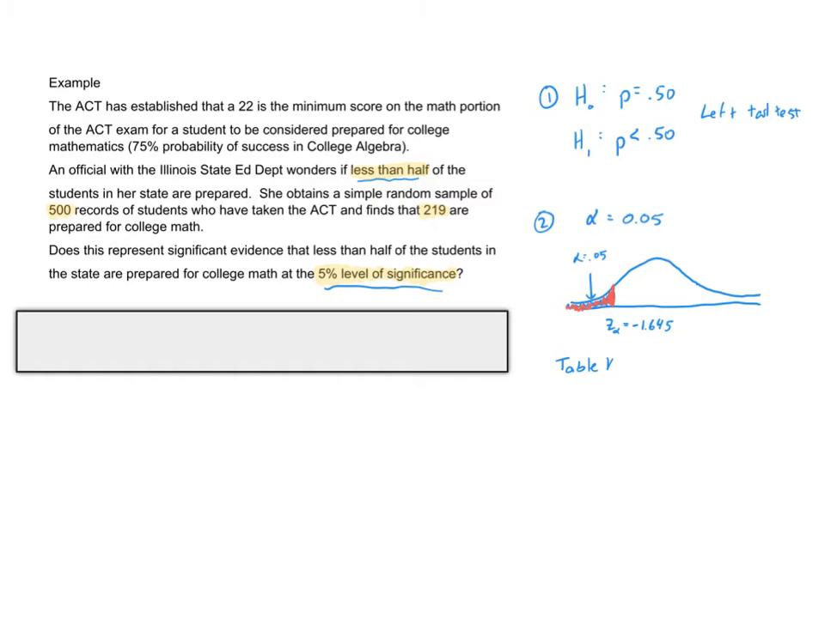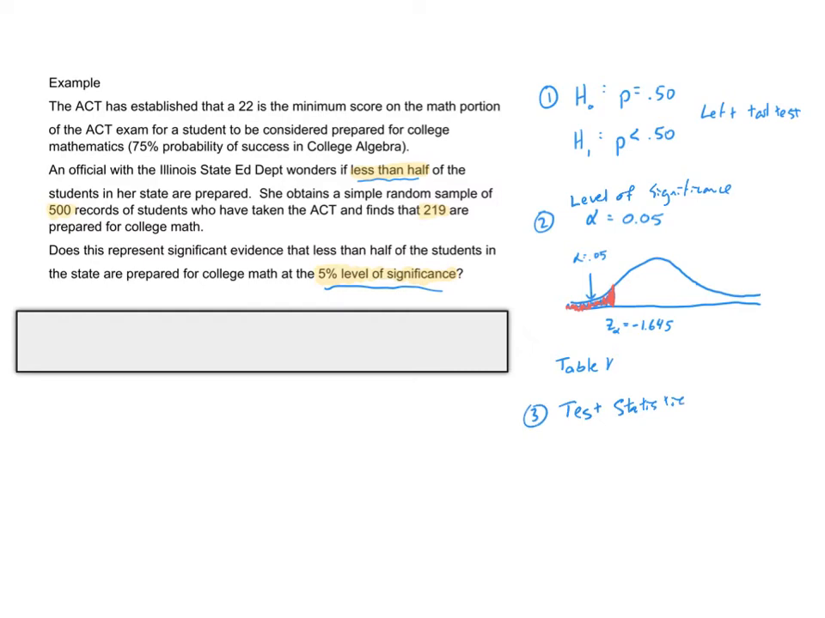Let me label my step 2. This is the level of significance. And then step 3 that I'm going to do now is my test statistic.